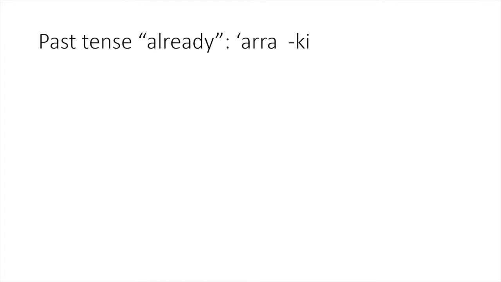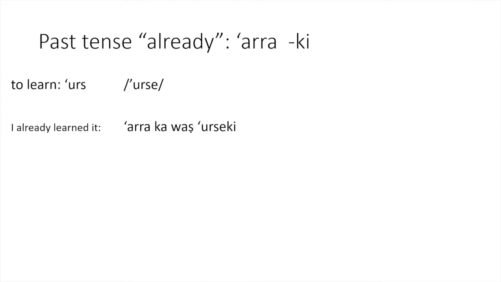So there's another form of past tense that comes up a lot, and the word arra means already. You usually use a ki at the end of a verb. Sometimes you use a y, but the y at the end is a very special case, which I will explain in future times. So to learn again is urus, and this time you do need the underlying form. I already learned it. Arra ka wash ursaki. You already learned it. Arra me wash ursaki.